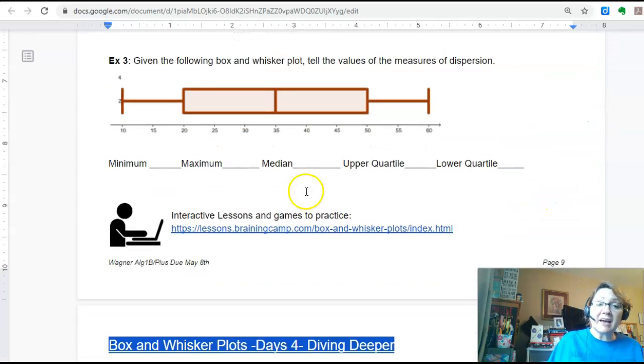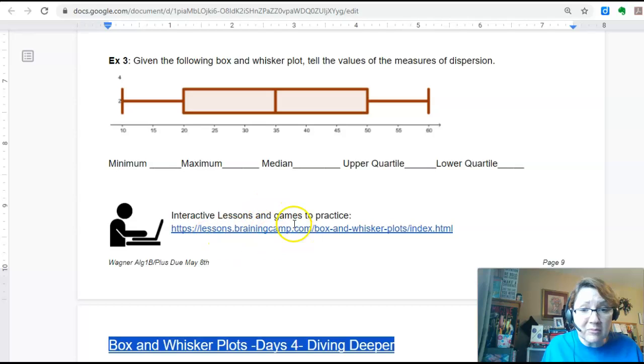So what if we had this value right here? What's the minimum right there? Well, the minimum looks like it's 10, doesn't it? The maximum would be out here. It looks like 60 to me, so I'd put 60. The median is right here. That looks like that's 35. The upper quartile, that would be this value right here, that's 50, and the lower quartile is 20.